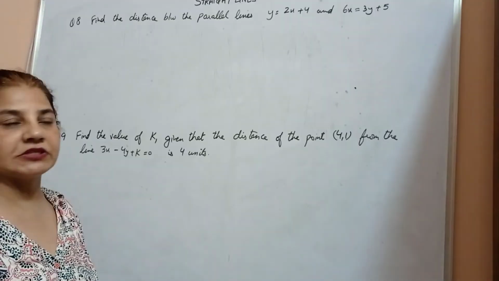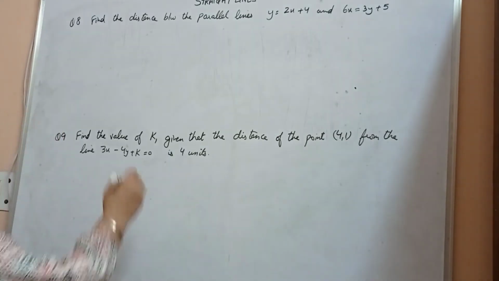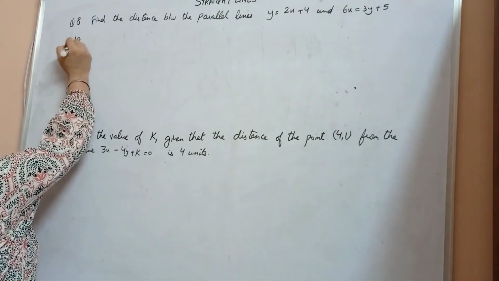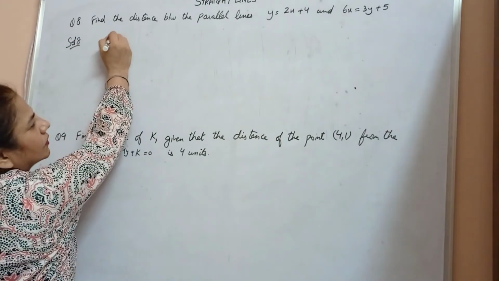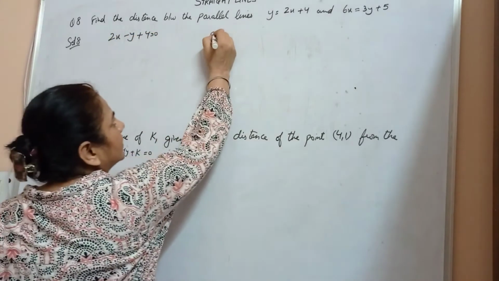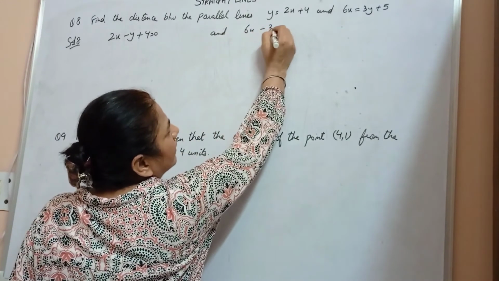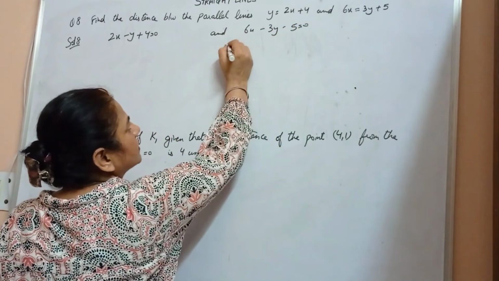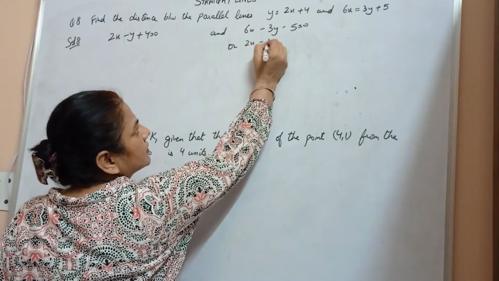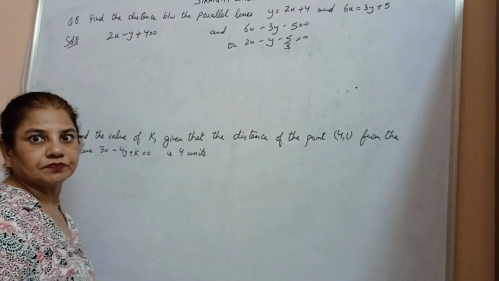Find the distance between the two parallel lines y is equal to 2x plus 4 and the other line 6x is equal to 3y plus 5. We rewrite the equations as 2x minus y plus 4 is equal to 0 and the other equation as 6x minus 3y minus 5 is equal to 0, or you can say 2x minus y minus 5 by 3 is equal to 0. We divide the equation by 3.